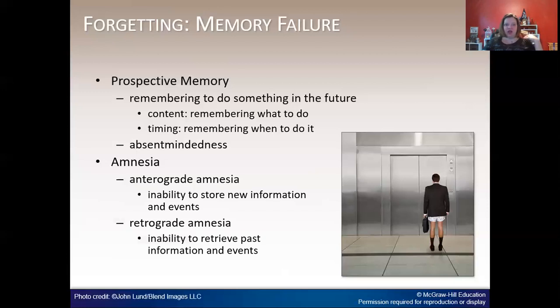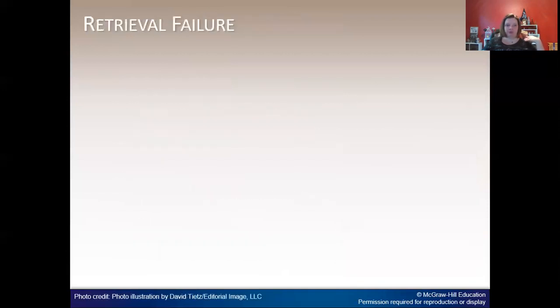We think about this when we see television shows and somebody's got amnesia. What they're talking about is retrograde amnesia, which is I can't remember my past. I can't remember who I am. I can't remember where I came from.